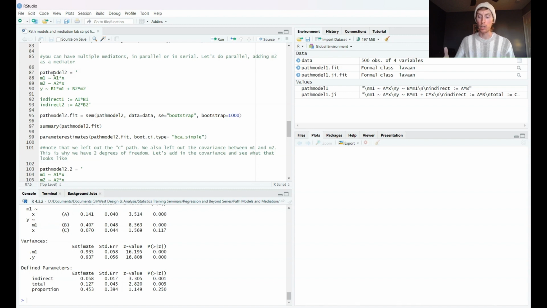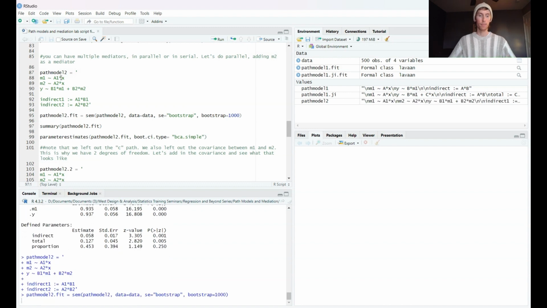So the first one we're going to start out with is called parallel mediation. So that's what we have here. We have the first mediator regressed on X, second mediator regressed on X, and then we have the dependent variable regressed onto both of the mediators. You'll see I'm still using A and B. I've just added numbers now in terms of the labels. And because we have two mediators, we have two indirect effects that we're looking at here. Again, following the same steps, first ran that and then fit the model.